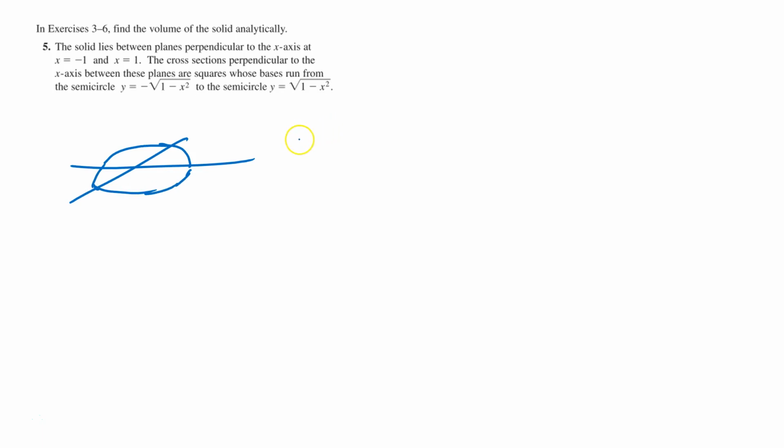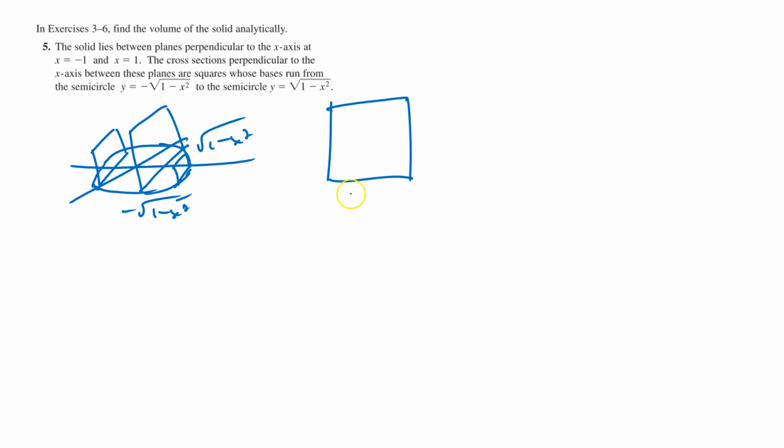Okay, we have squares, and the bases run all the way across. We have squares coming out like this. So squares all the way through. You have to think about what the base is going to be there. This is -root 1 minus x squared. This is root 1 minus x squared. So the whole base length there is going to be 2 root 1 minus x squared along the bottom.